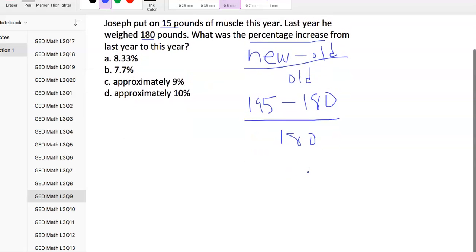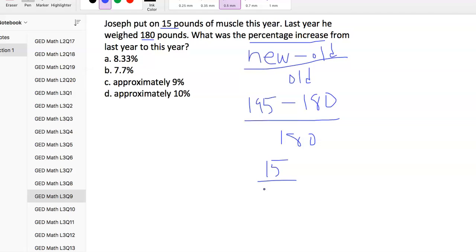There we go. Now we've got to crunch a number, right? 195 minus 180 is 15. Carry that 180 down. Right, now we have 15 divided by 180. And if we divide that out, it ends up at 0.0833 or 8.33%. The answer choice A.